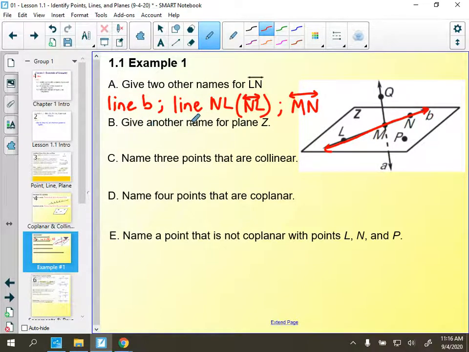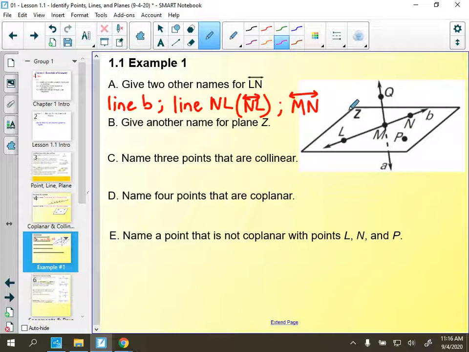Second one, give another name for the plane. So now we're going to switch it up and talk about this plane, the entire plane. Maybe I'll take the red one, unhighlighted here, talking about plane Z. Okay, so we talked about different ways to name a plane.